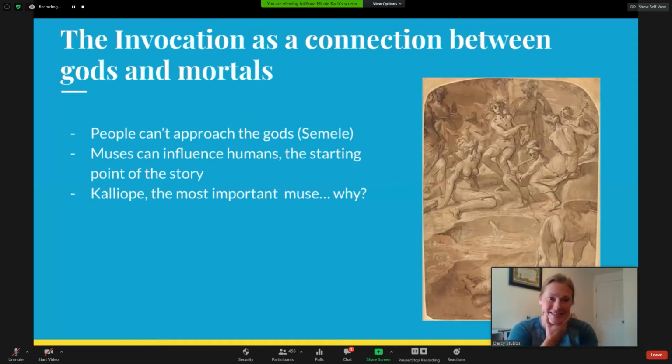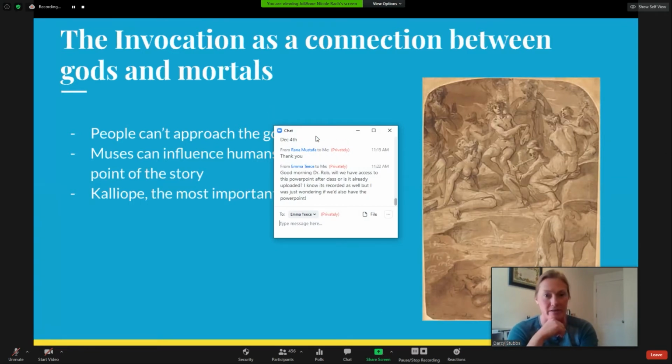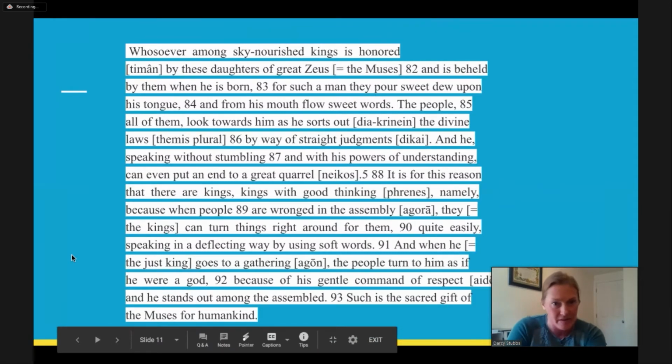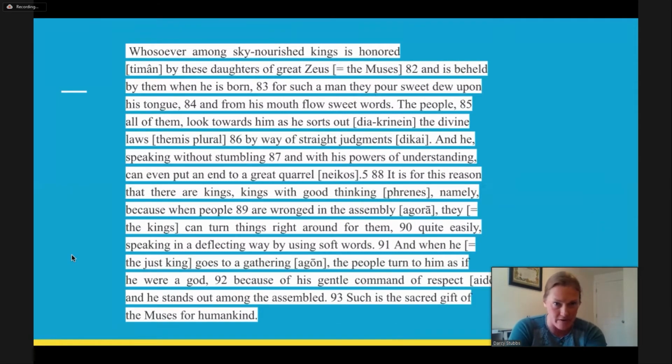And then another interesting thing that we come across here in the Invocation is Calliope. Now, Calliope is the most important Muse. So let's think about why that is real quick as we read another excerpt from the Invocation. So Hesiod says, "Whoever among sky-nourished kings is honored by these daughters of great Zeus and is beheld by them when he is born, for such a man they pour sweet dew upon his tongue, and from his mouth flow sweet words."